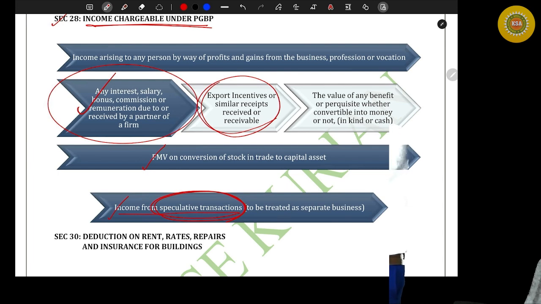Whether it is one time, two times, three times, four times, doesn't matter. If you're doing a speculative transaction, that has to be assessed under PGBP, and that too as a separate business you have to maintain. Are you with me? Say I'm a practicing chartered accountant. I'll be having income from my profession, and I've done one or two speculative transactions, like one or two intraday trades.